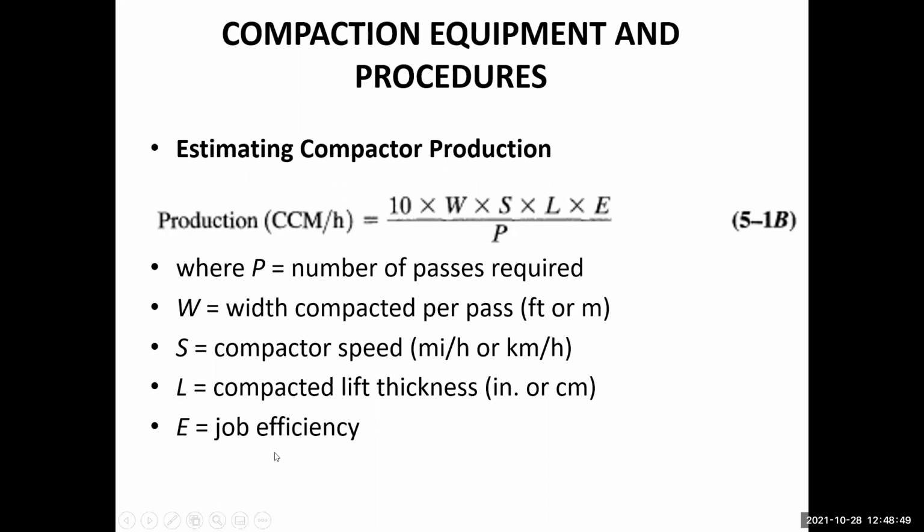And E is the job efficiency. So that means in 1 hour, how much is the amount of effective work. So using this formula, then we can determine the compaction production. The units are cubic meter per hour. W is in meters, S is in meters per hour, and L is also in meters. So it will give the answer in cubic meter per hour.